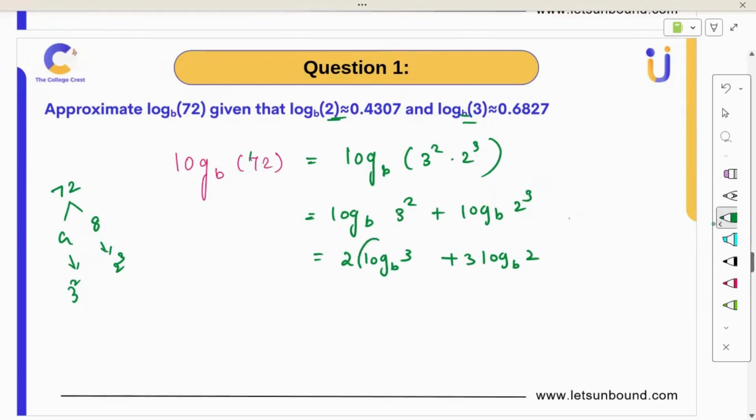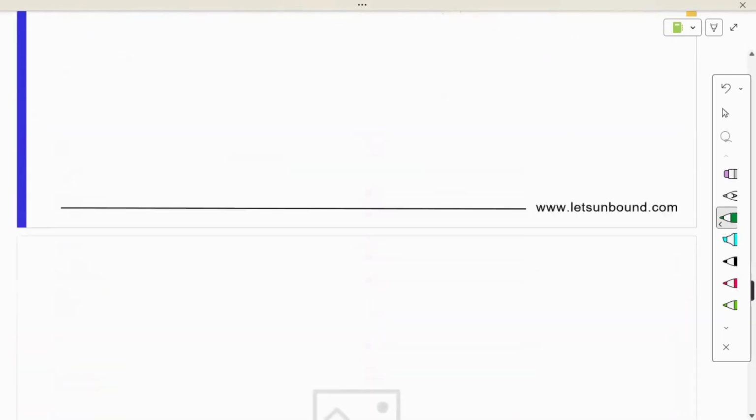Right? And then the log base b of 3 value you can plug in, 2 times. From here onwards, you can use the approximation symbol. 0.6827 plus 3 times log 2, which is 0.4307. That's it. And when you simplify all this, let me quickly check. Mm, 2.6575. So simple calculation. Okay, 6575. This is how applying the properties of logarithms helps us.